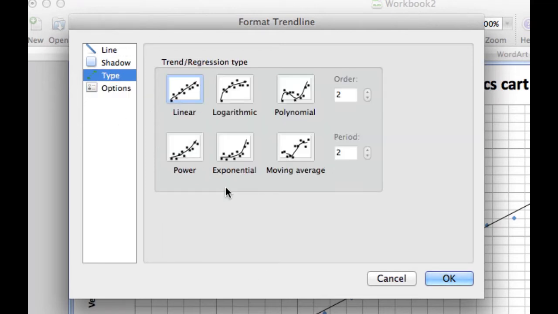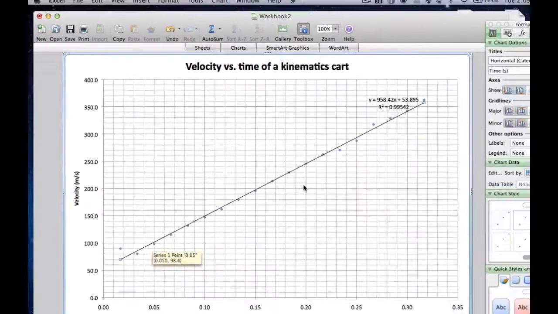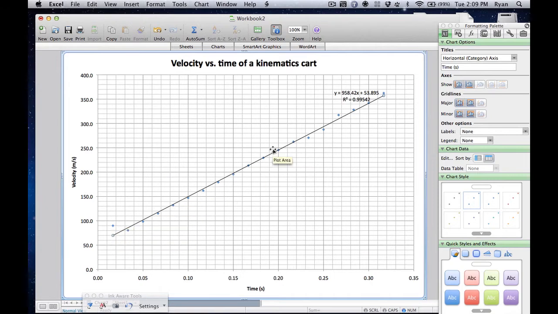For the type, there are many different types that you can fit it to. And we'll talk in a moment about how to find the best type. We know this is pretty much a straight line, so we'll just leave it as linear. Keep this in, we'll come back to this later. All right, so that is a line of best fit. And we have our equation here and our R² value. And I'll talk more about how that looks in a second.